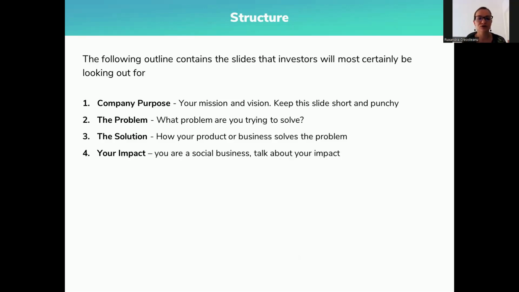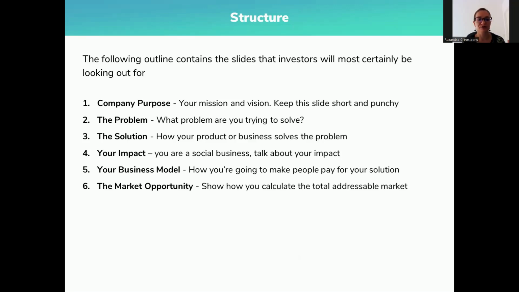Then you should create a slide about your impact because, of course, you are a social business, so you have to talk about it. What's your theory of change? What is the final outcome? And what are the outputs and activities in order to achieve it? You also have to talk about your business model. How do you make money? What is the pricing model? What's the long-term value of a customer?